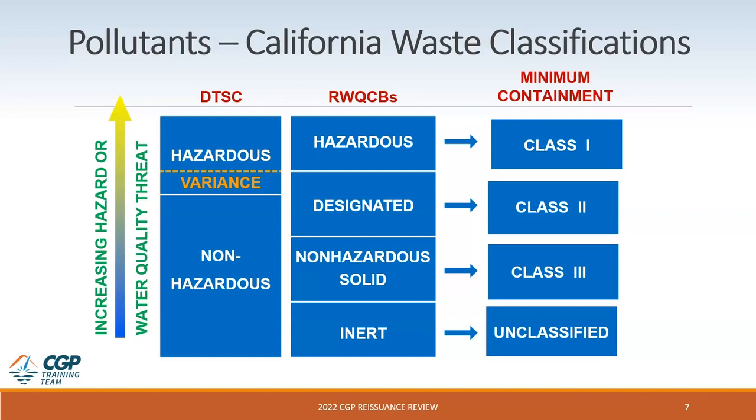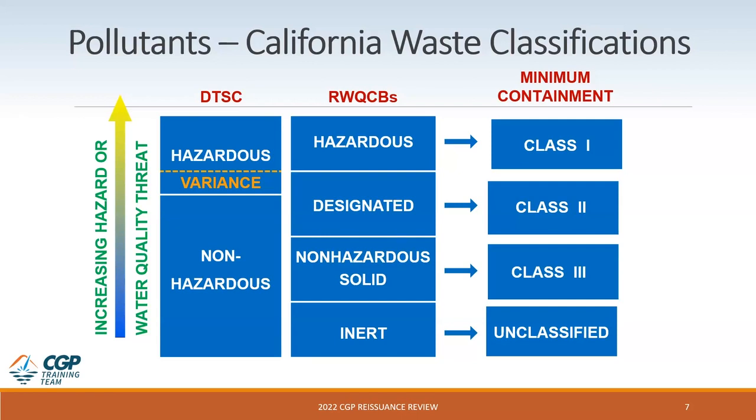There are 3 hazardous waste regulations used in California. The first being federal waste regulations adopted by EPA. Second are regulations adopted by the California Department of Toxic Substances Control, or DTSC. And third are the regulations adopted by the Regional Water Quality Control Board.